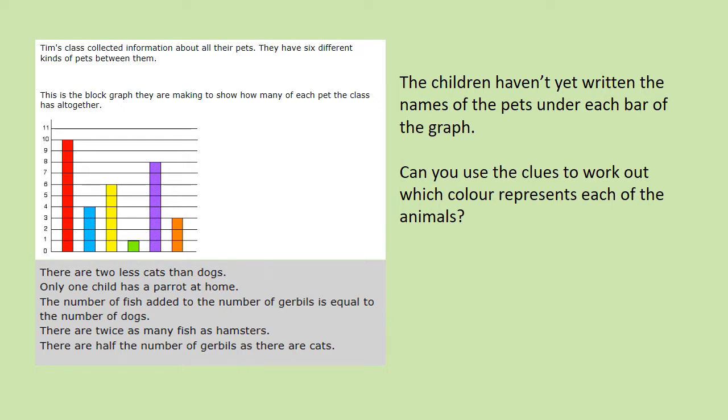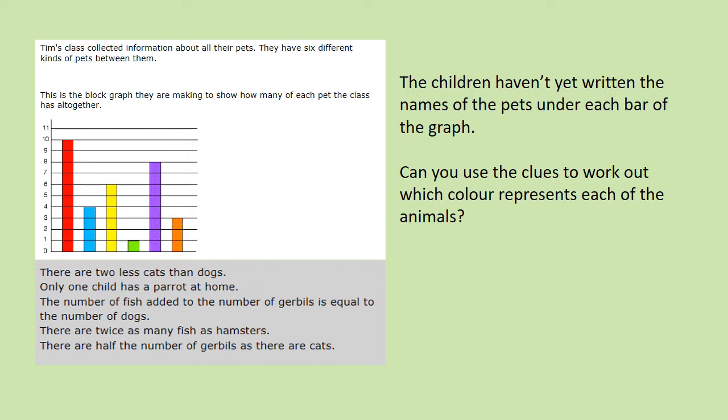There are 2 less cats than dogs. Only 1 child has a parrot at home. The number of fish added to the number of gerbils is equal to the number of dogs. There are twice as many fish as hamsters, and there are half the number of gerbils as there are cats.